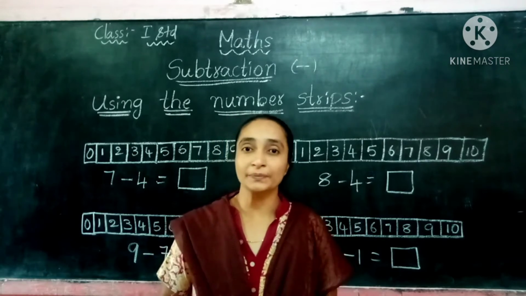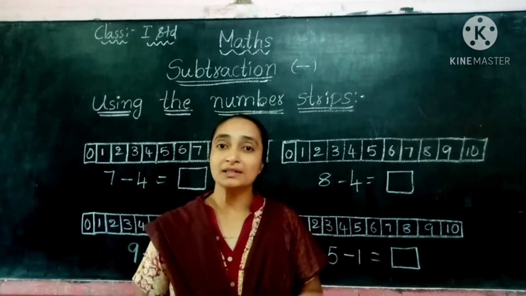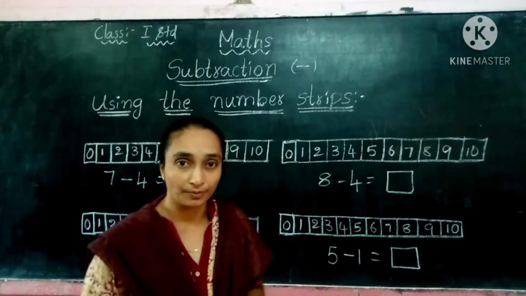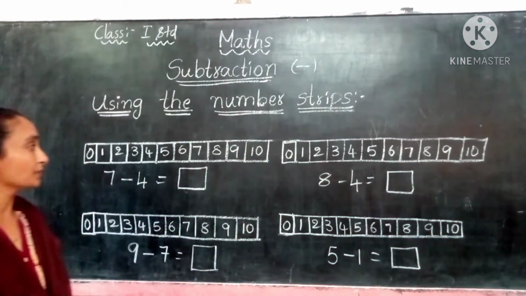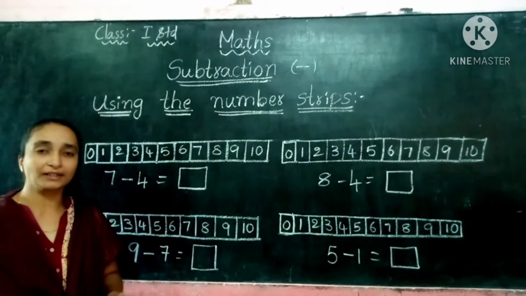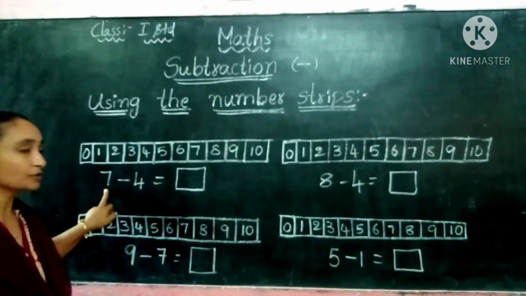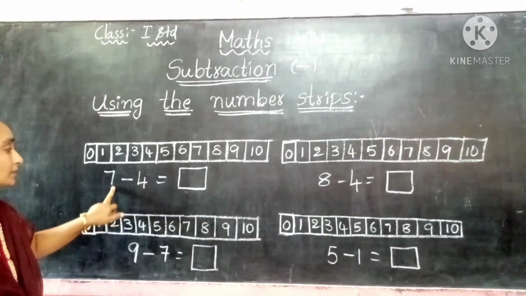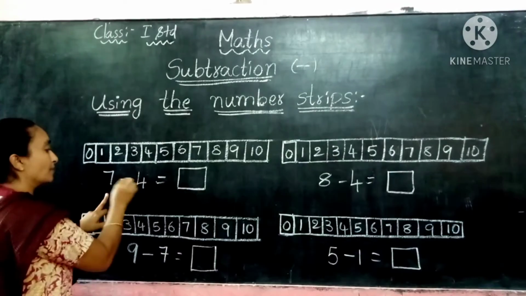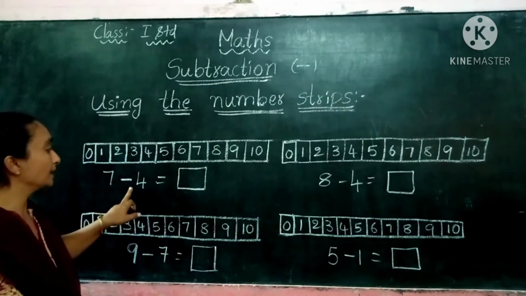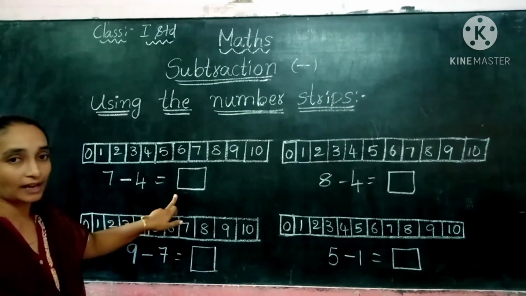So let us see how we can do subtraction using a number strip. Children, here we can see the first one. If we see one, then we will have an idea. The first one they have given is 7 minus 4. Children, the symbol is minus. 7 minus 4 is equal to how much, they are asking.